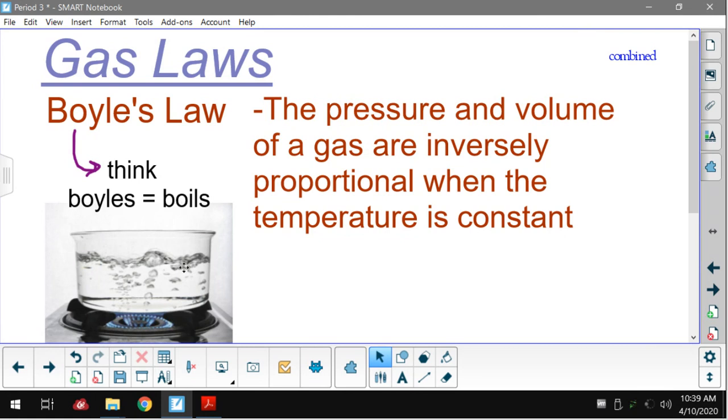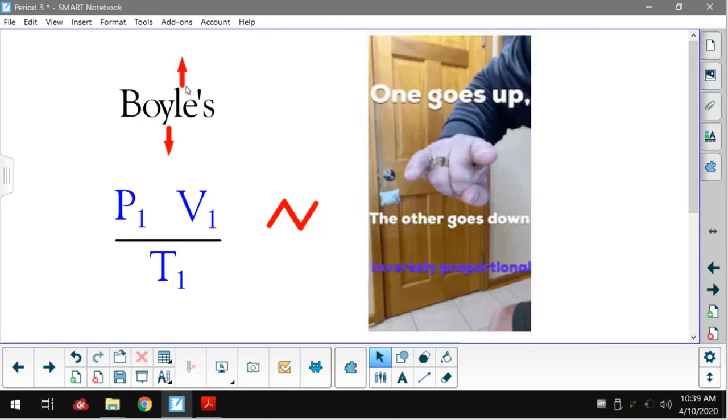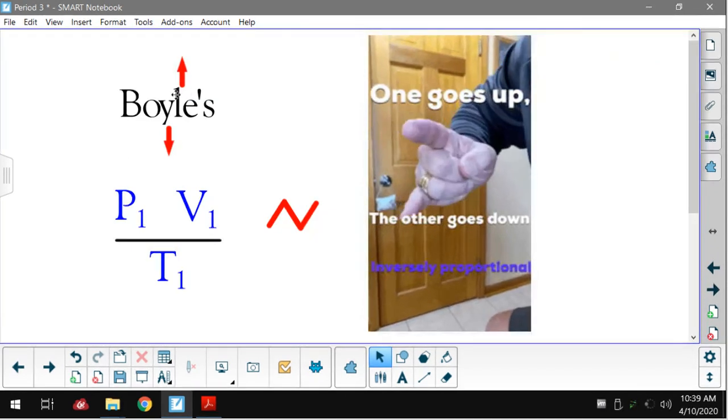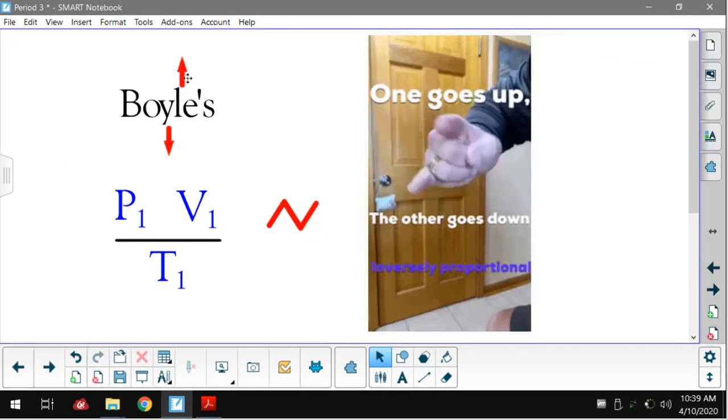Boiling water is at 100 degrees Celsius. Is the temperature of water changing at a boiling water? No, it's not. So the temperature is constant. And when the temperature is constant, Boyle's law says the pressure and volume are inversely proportional. Well, how do you remember that? Well, think of the word boils. Boils, the Y is pointing down, the L is pointing up.